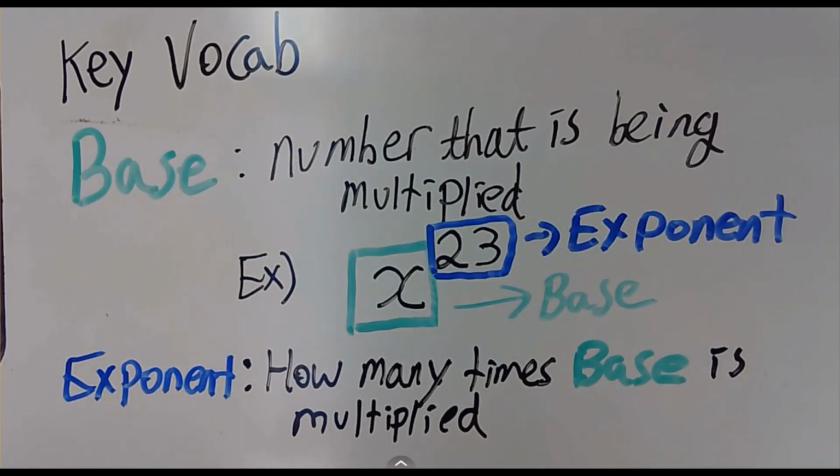Just a reminder that x to the power of 23 does not mean 23 times x, or x times 23. It actually means that you're multiplying x by itself 23 times. Therefore, it would equal x times x times x times x times x 23 times.